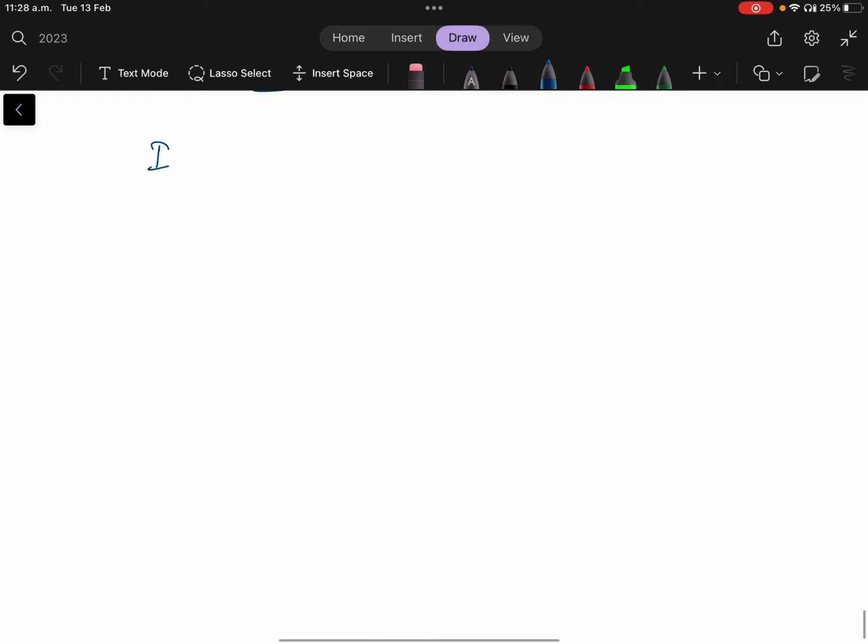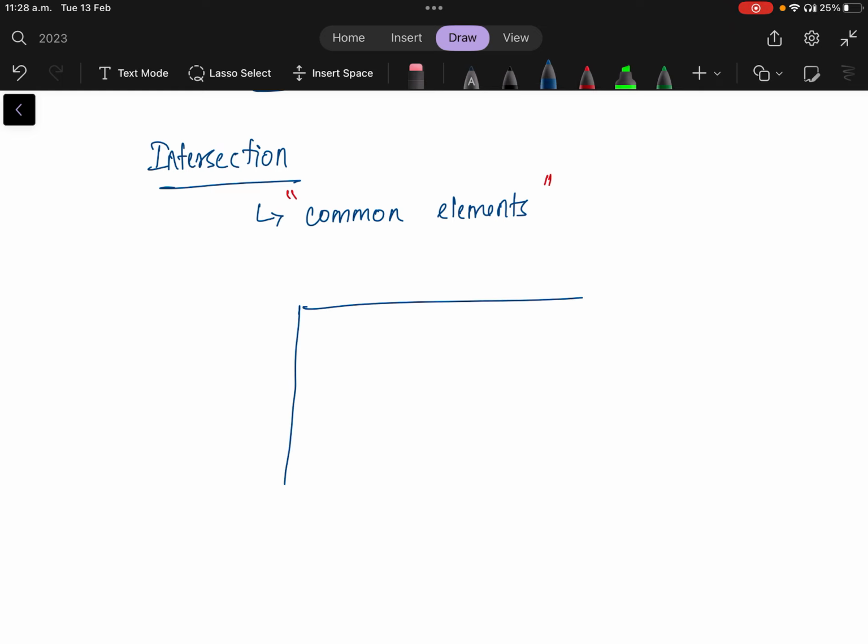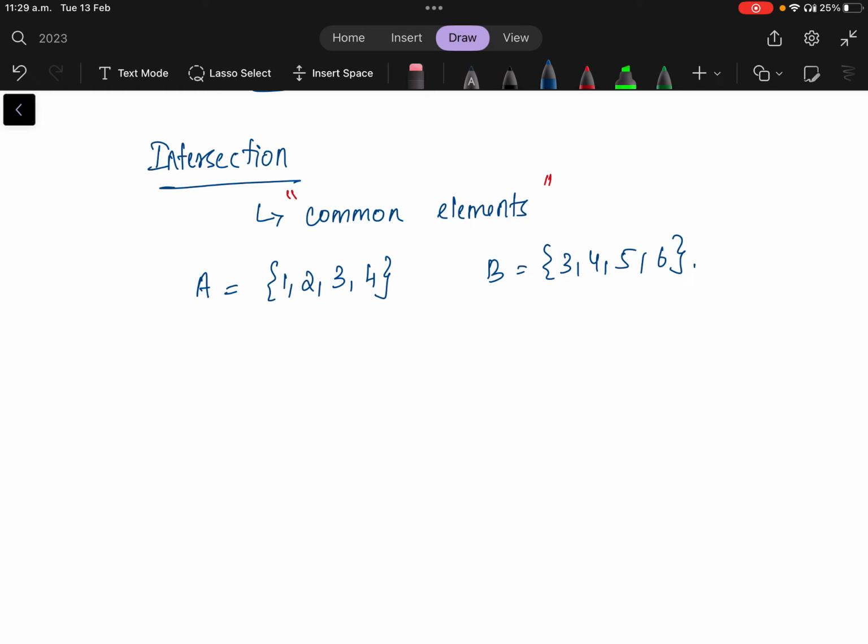Now the next one is intersection. Intersection means common elements. This is the keyword which you need to remember. Let me take the set notation first. A is equal to, again I'm taking the same set, 1, 2, 3, 4, and B is equal to 3, 4, 5, 6. What are the common elements here? 3 and 4 are the common elements. So I can write that A intersection B is equal to the set 3, 4.